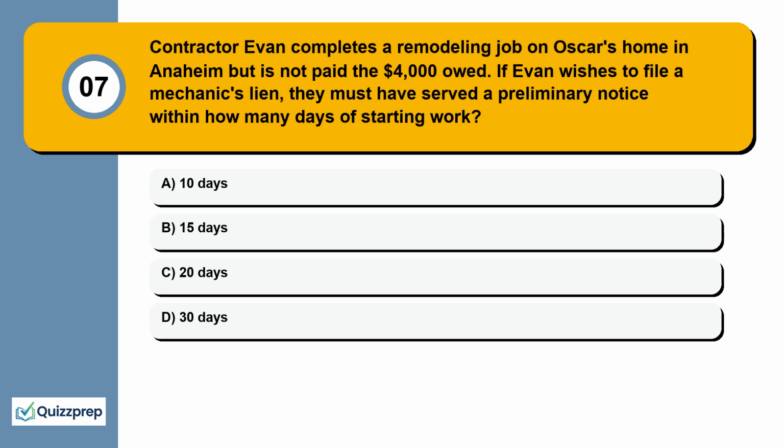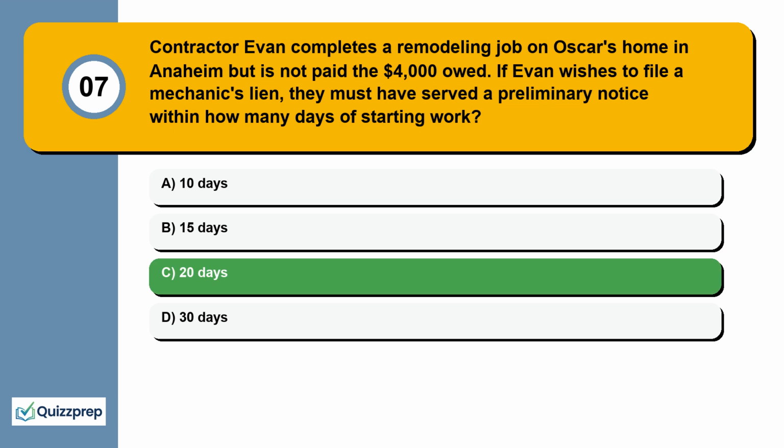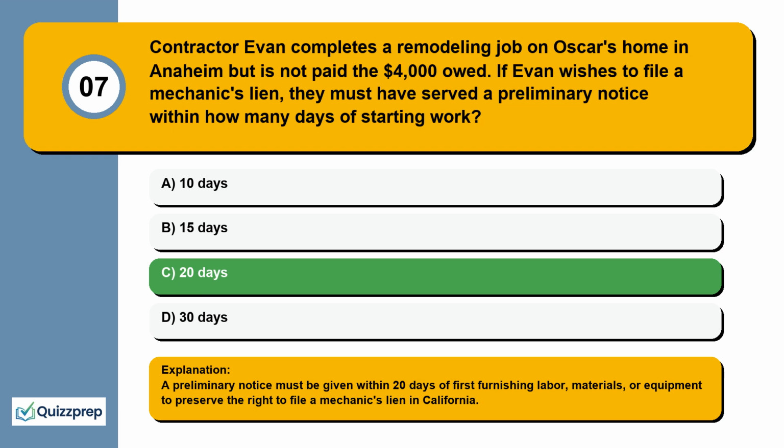Question 7. Contractor Evan completes a remodeling job on Oscar's home in Anaheim but is not paid the $4,000 owed. If Evan wishes to file a mechanic's lien, they must have served a preliminary notice within how many days of starting work? 10 days, 15 days, 20 days, 30 days. A preliminary notice must be given within 20 days of first furnishing labor, materials, or equipment to preserve the right to file a mechanic's lien in California.